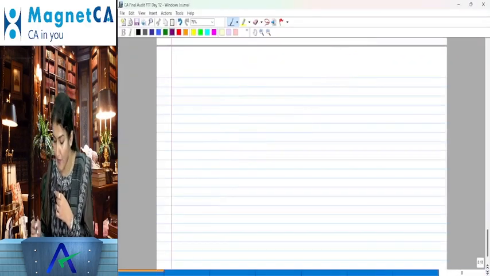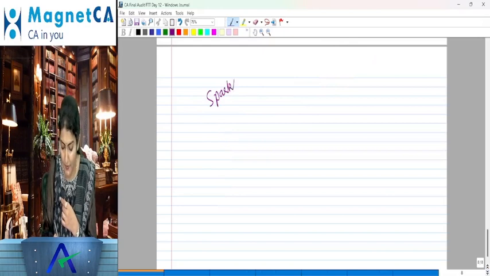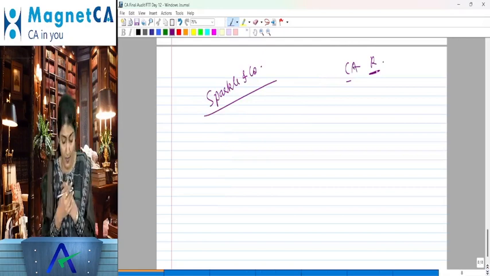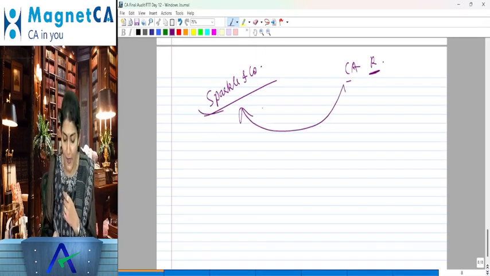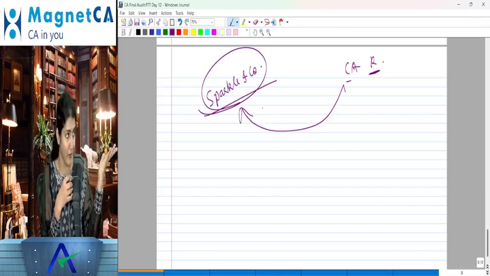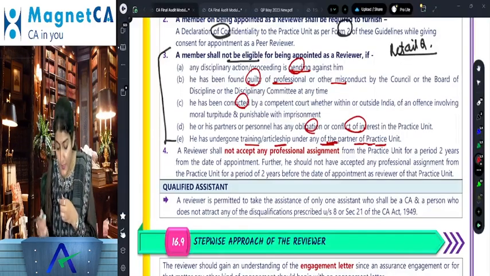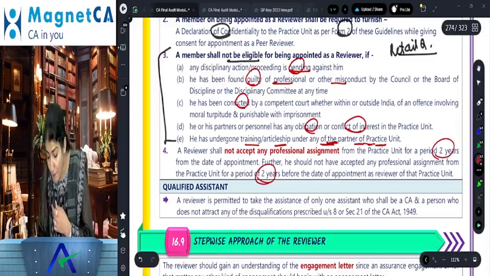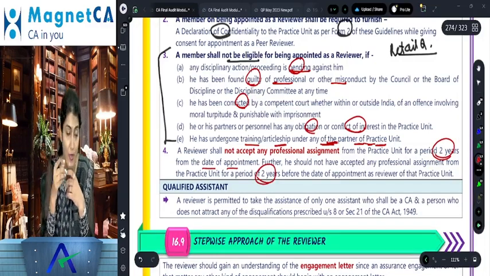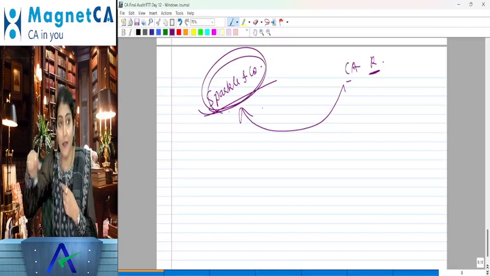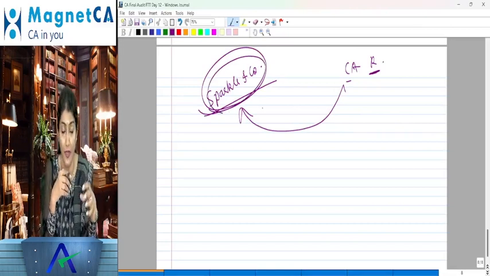Okay. So now say, which is the CA firm where the peer review is to be conducted? Sparkle and Company. And who is the reviewer going for the review? CA R. What CA R says: oh, I will go to this practice unit, I will come to know what audits they are doing, then I'll ask them, if you have any extra work, give it to me. What does it say? You cannot have any professional assignment from the practice unit 2 years before you accept the peer review, and also 2 years after you finish the peer review. So in the last 2 years, I should not have had any professional assignment with the practice unit, and in the next 2 years also, I cannot have any assignment from the practice unit. Because as such, can you apply, request, invite, secure work from another CA?